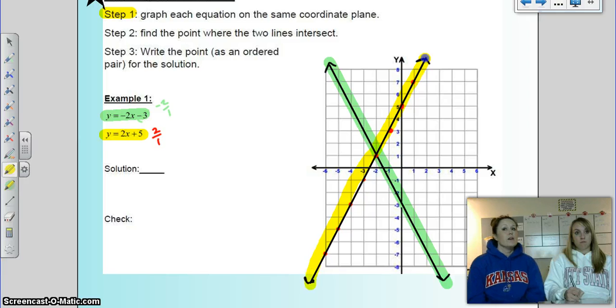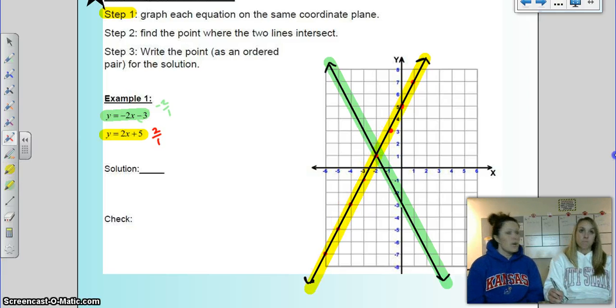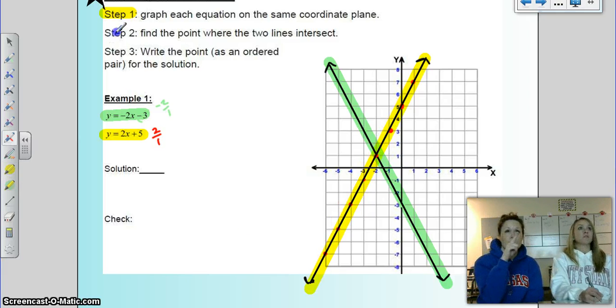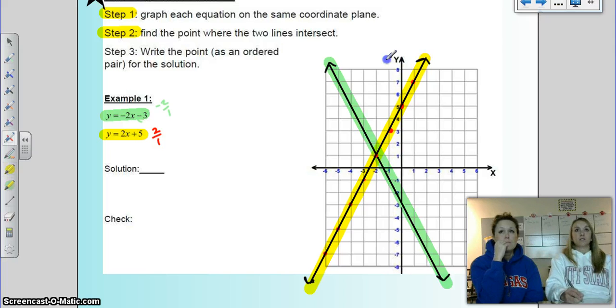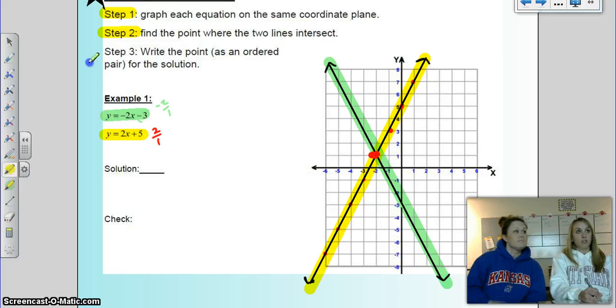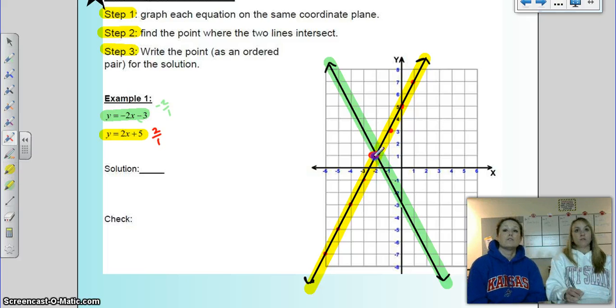So now, to find the solution, it says step 2, find the point where the two lines intersect. So that means I can just follow these guys. Oh, right here. And then write that point as an ordered pair. So that's step 3, to write it. So the solution is -2, 1. So I write that as an ordered pair.